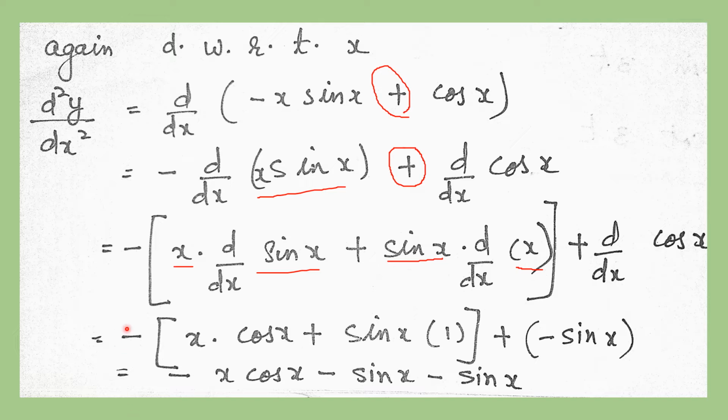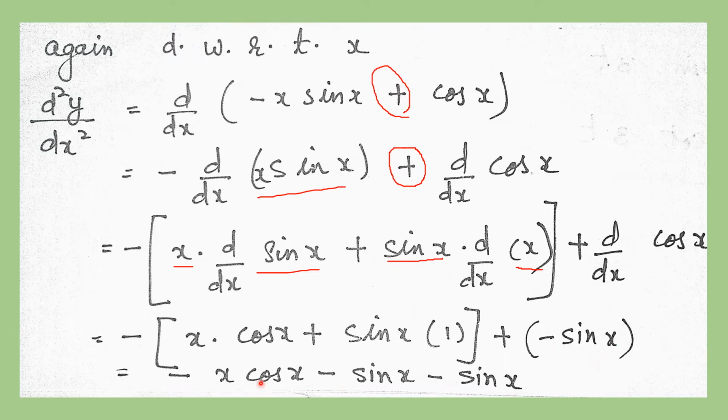Right, now you get minus here as it is, x multiplied by what is the derivative of sin x? It is cos x, you write it here, plus sin x. Derivative of x is 1, which is written here. Bracket closes, plus what is the derivative of cos x? Answer is minus sin x.